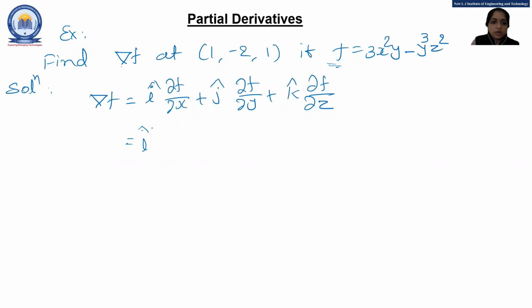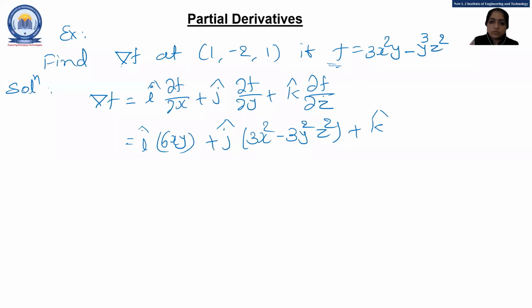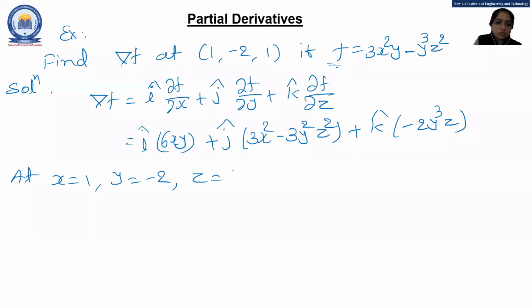Now the derivative of f with respect to x is 6xy. The derivative of f with respect to y, since in both terms there is y, is 3x square minus 3y square z square. And the derivative of f with respect to z is minus 2y cube z. Now we want to find the gradient at the particular point, x equal to 1, y equal to minus 2, and z equal to 1.